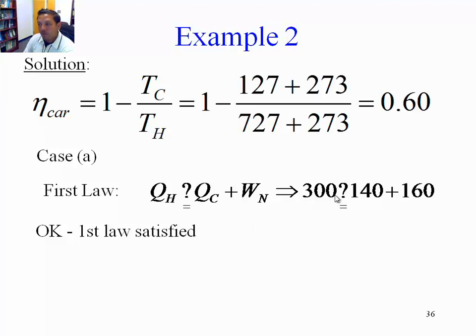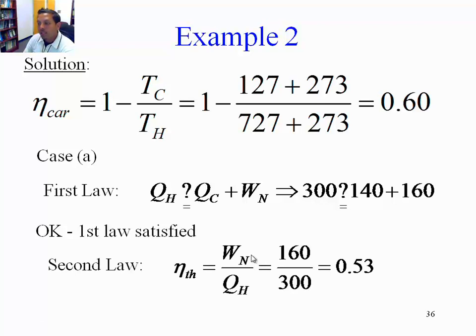Okay, it's confirmed. Then we go into the second law of thermo. Let's calculate the efficiency. The thermal efficiency is the net amount of work divided by the heat input, which is QH. It's 160 divided by 300. That's 0.53. What is this? Well, this efficiency is definitely less than the maximum theoretical efficiency, and therefore this cycle is possible, is feasible, and it's irreversible. So the second law of thermo is confirmed.